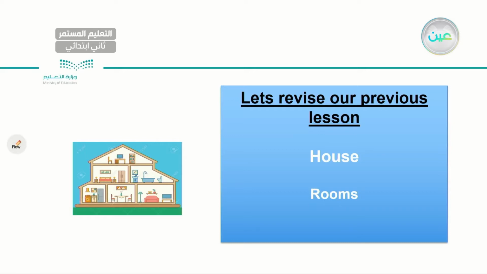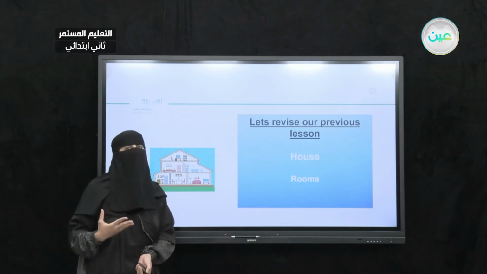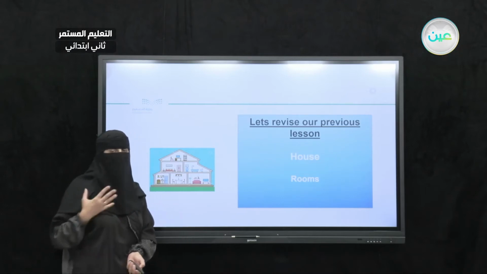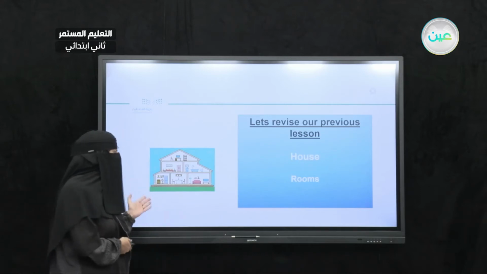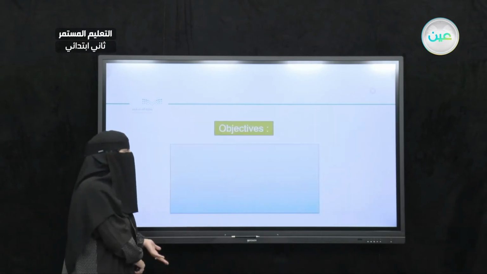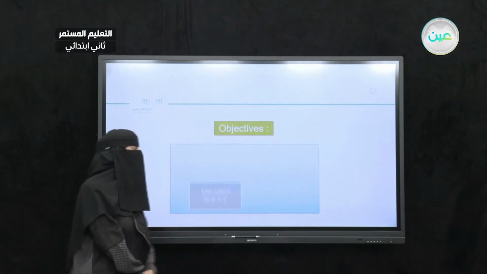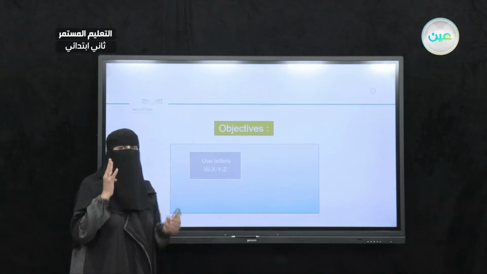Bismillah. Let's start by revising what we've learned in the previous lesson, my dear student. In the previous lesson, we introduced the word house. What do we mean by house? Also, we introduced different rooms in the house: kitchen, bedroom, bathroom, garage, garden, living room, dining room. Excellent.